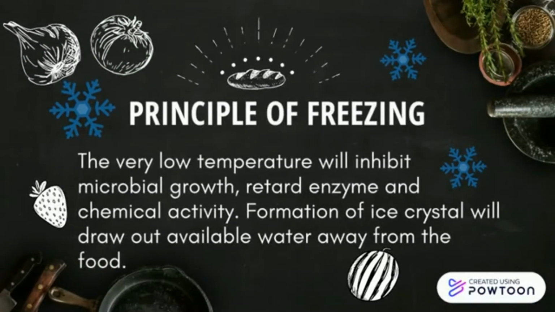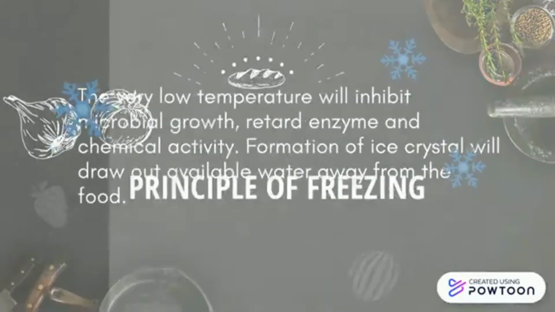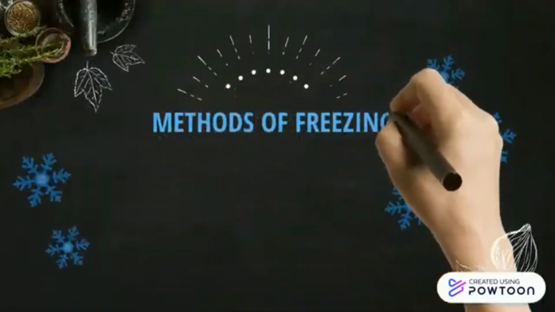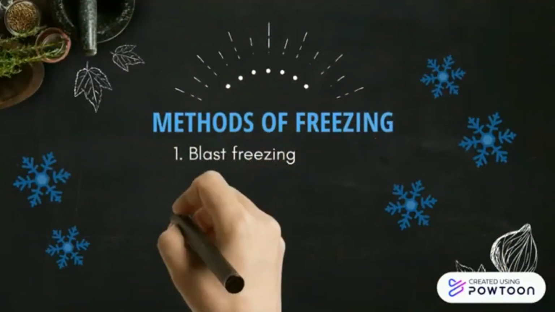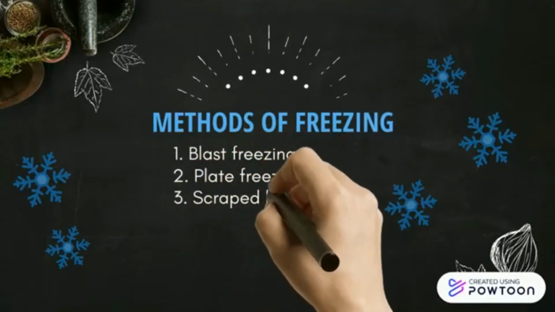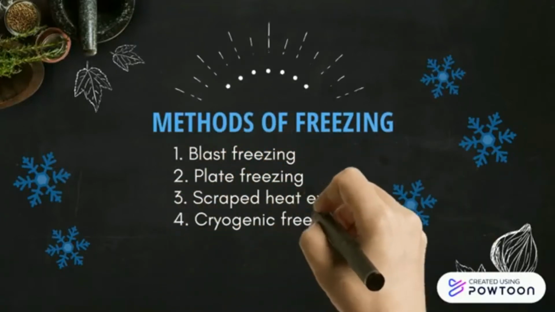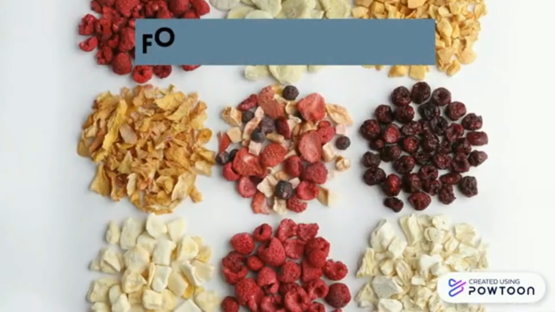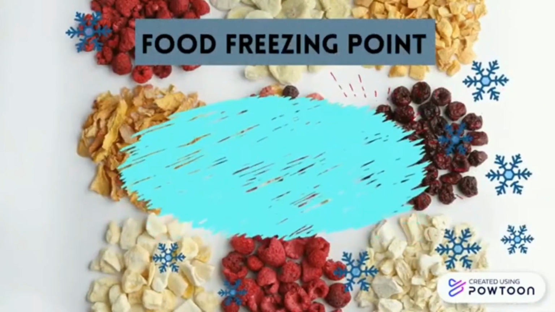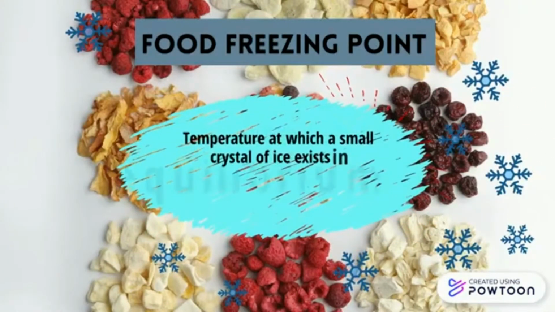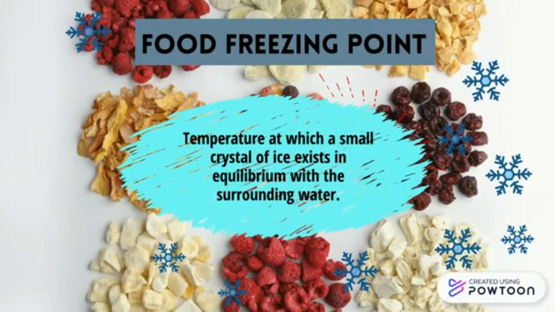The very low temperature will inhibit microbial growth and retard enzyme and chemical activity. Formation of ice crystals will draw available water away from the food. Methods of freezing: blast freezing, plate freezing, scrape heat exchanger, and cryogenic freezer. Food freezing point: the temperature at which a small crystal of ice exists in equilibrium with the surrounding water.